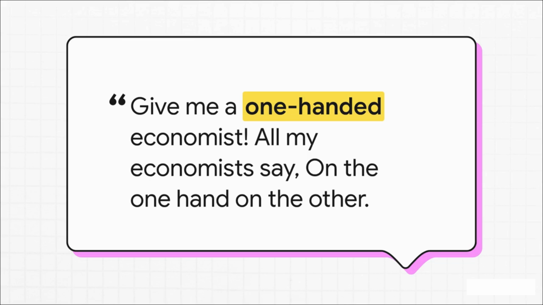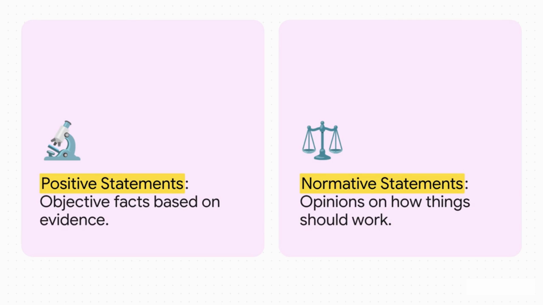Because economics isn't physics, right? You can't just drop an apple and know exactly how fast it's going to fall. Because we are so complex, economists debate competing theories constantly, offering, well, on the one hand, this might work, but on the other hand, it might cause this. To really decode these debates, we kind of have to separate facts from opinions. So economists use positive statements when they're acting like scientists.